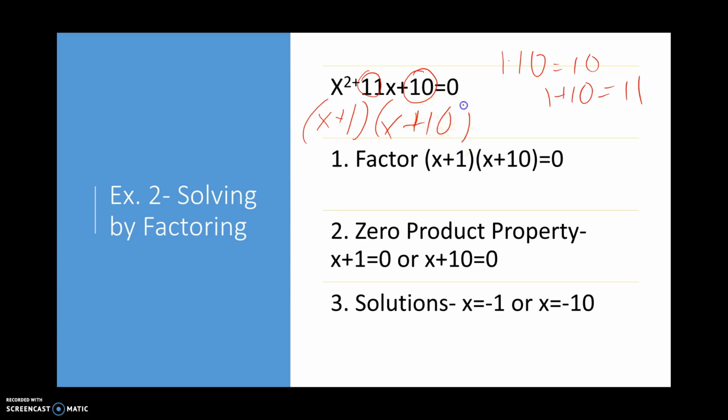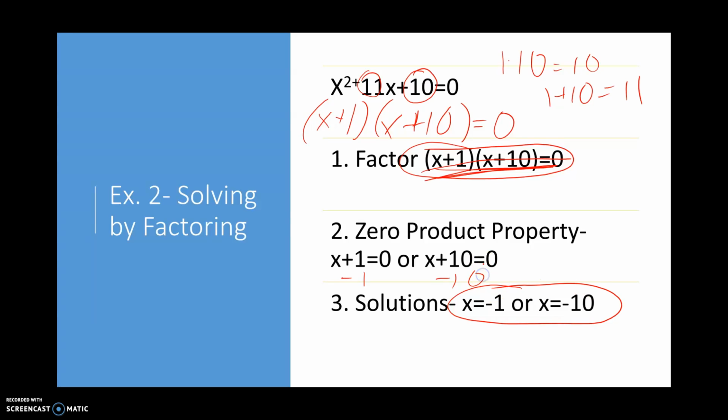If you don't know how to factor, I recommend learning that first before you continue this video because that's a pretty influential part. Factoring is what I just wrote up here. Now the zero product property, which is what we did in example 1: we make it x plus 1 equals 0 or x plus 10 equals 0. After subtracting 1 and subtracting 10, our solutions are x equals -1 or x equals -10. Those are your two solutions.